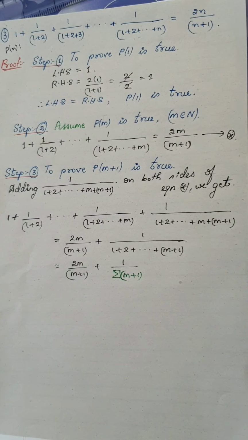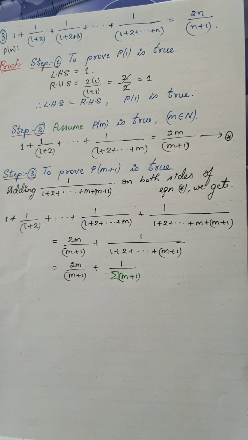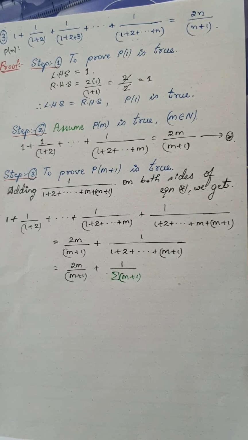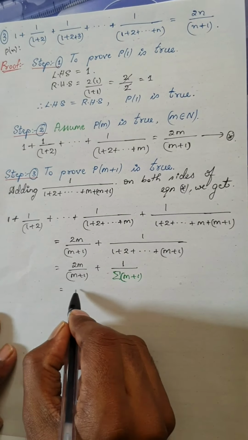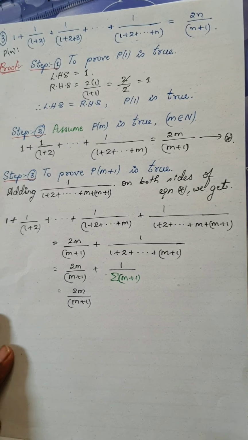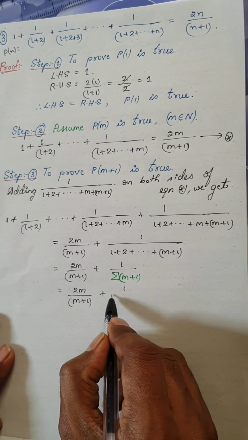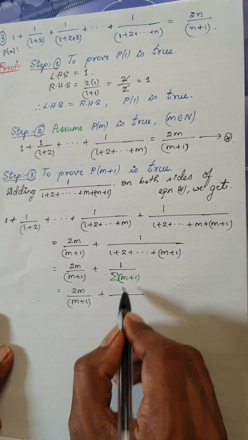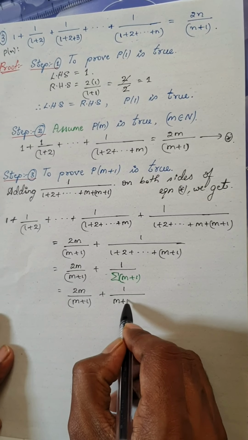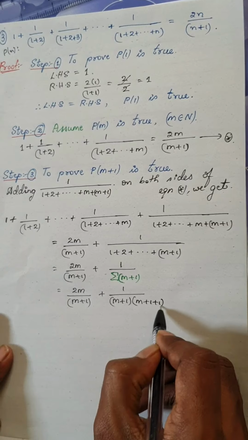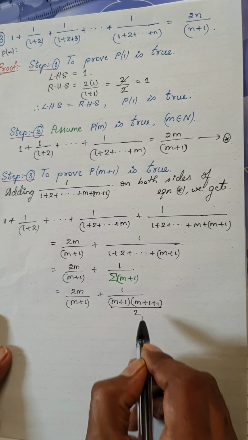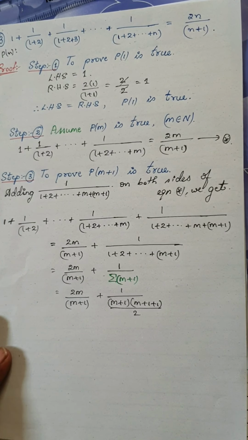What is summation n formula? So sigma n is n into n plus 1 divided by 2, isn't it? So we're going to use that formula. This is nothing but, don't change this term, keep it as it is, 2m divided by m plus 1 plus 1 divided by, now this complete looks like n, sorry. So it is n into n plus 1, that is m plus 1 into m plus 1 plus 1, divided by 2. Are you following? Now see what happens.